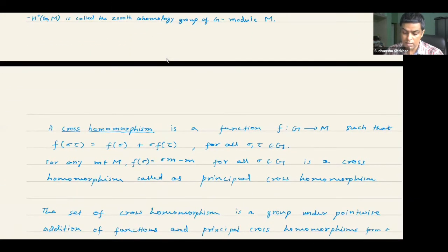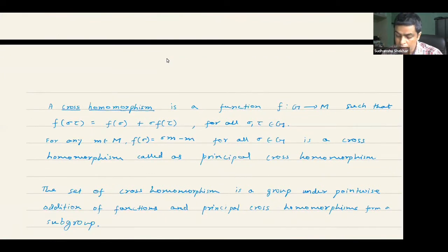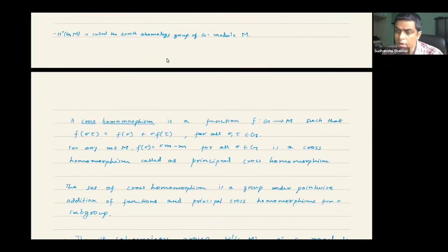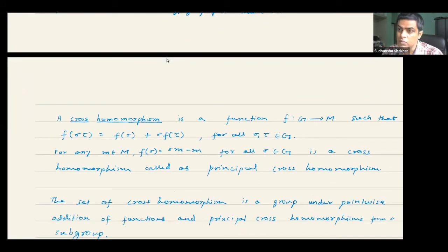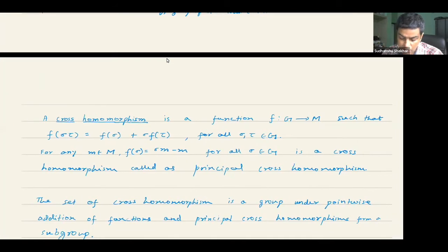So next is about the first cohomology group. Here the first cohomology group of a G-module M consists of what are called classes of cross homomorphisms. So what is a cross homomorphism? It is a function f from G to M, and it satisfies f(sigma tau) equal to f(sigma) plus sigma f(tau) for every sigma, tau belonging to G. Here f(tau) is an element of M, and then we apply sigma on f(tau).